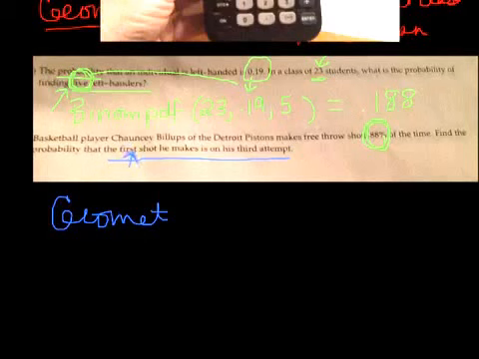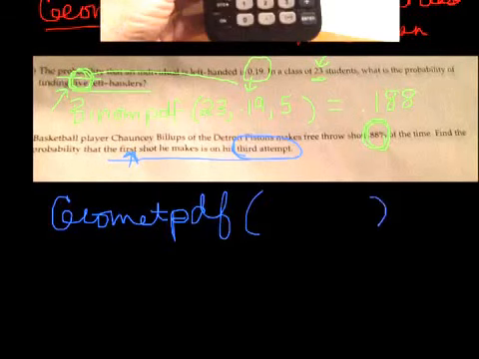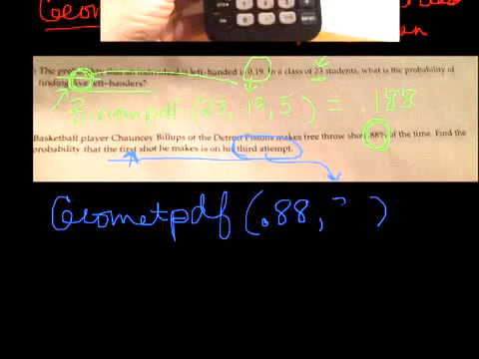So it's geometric. Now is it PDF or CDF? Well, I just want the probability that it happens exactly on the 3rd, so that's PDF. And geometric just wants 2 numbers. The first thing you give it is the probability or the percent. Make sure you put it in decimals. And then the 3rd attempt is what I want the probability of, so that's the number 3. Enter that in your calculator and you get, rounded to 3 places, 0.013.